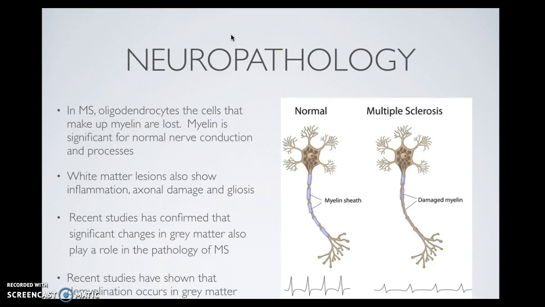So the neuropathology of MS involves myelin being lost. Oligodendrocytes are the cells that make up myelin, and these cells are lost. So myelin is significant for normal nerve conduction and processes. White matter lesions show inflammation, axonal damage, and gliosis. Recent studies have confirmed that substantial changes in grey matter also contribute to the pathology of MS.